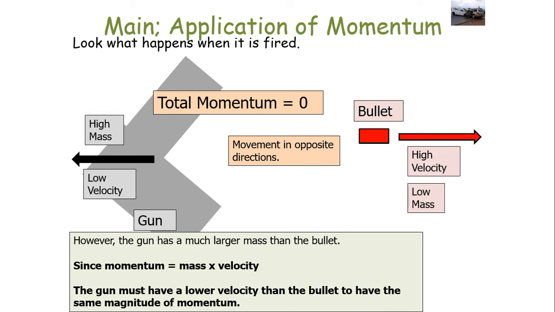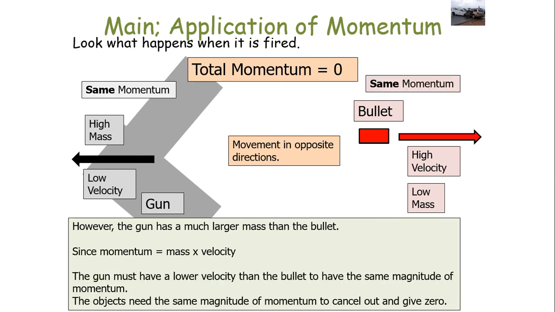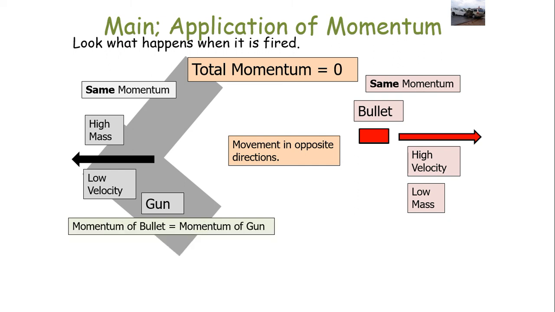Let's think about what's going to take place, because momentum has to be the same for the bullet and the gun. Because the bullet has a lower mass, it will have a higher velocity. Because the gun has a higher mass than the bullet, it will have a lower velocity than the bullet. So the gun must have a lower velocity than the bullet to have the same magnitude of momentum. So they'll have the same values of momentum to cancel out and give 0. So the momentum of the bullet equals the momentum of the gun.